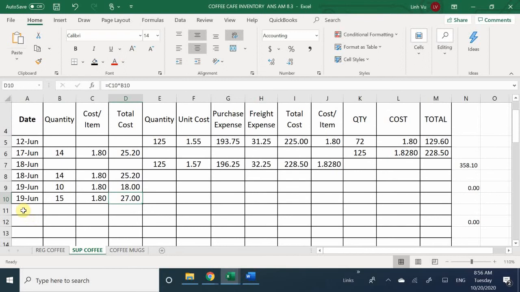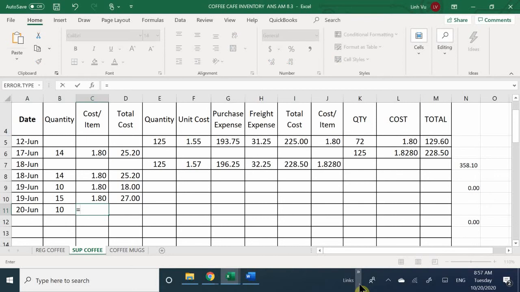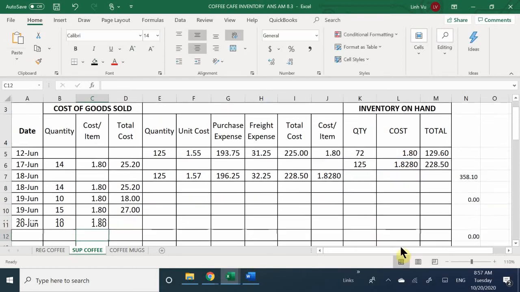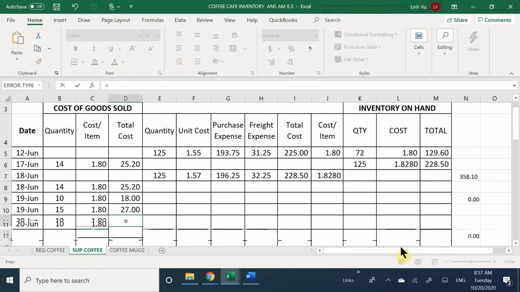So here we're at Supreme Coffee. We sold 10 pounds. What's my cost per item? 1.828. What method are we using? Oh, the first, I'm sorry. FIFO. FIFO. So which batch? 180. We are still on that. Yes.